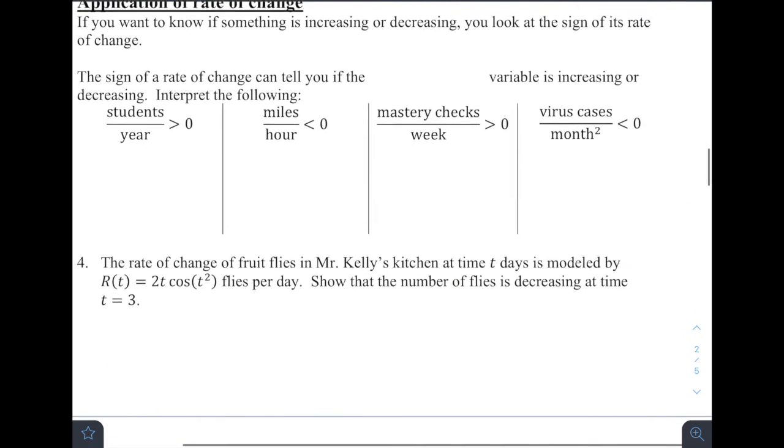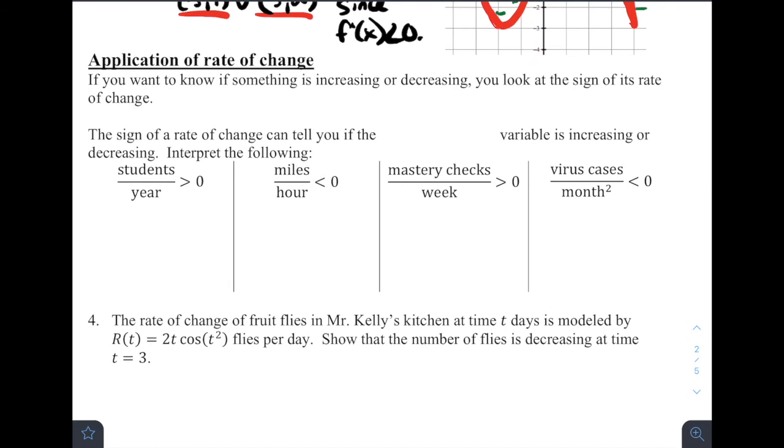Nice. Last piece for this, we're going to talk about the application of the rate of change. If you want to know if something is increasing or decreasing, you look at the sign of its rate of change. The rate of change is the derivative, so those are synonymous in this case. The sign of a rate of change can tell you if the dependent variable is increasing or decreasing. The dependent variable is generally in the numerator of these rates of change.